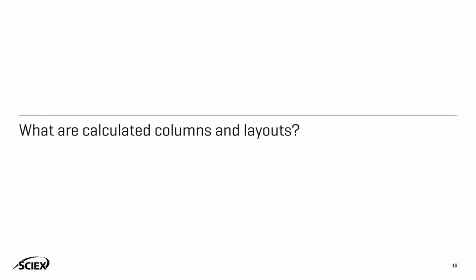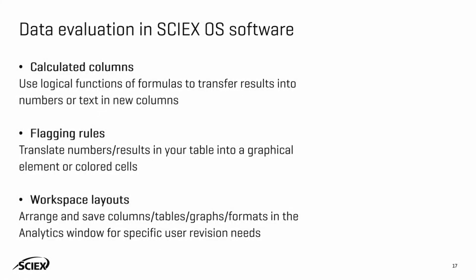So what are calculated columns and layouts? What we have in SCIEX OS, which helps us fulfill the ICH M10 guidelines, are calculated columns. These calculated columns allow you to do Excel-like equations. So we are going to try and get data integrity into our workflow by not taking our data out of the software, but doing all your Excel type equations within the software. So that's where we do the equations in the calculated columns.